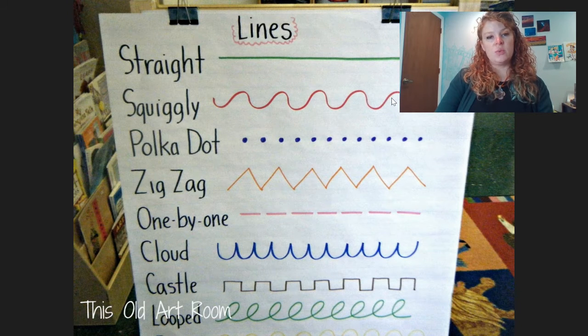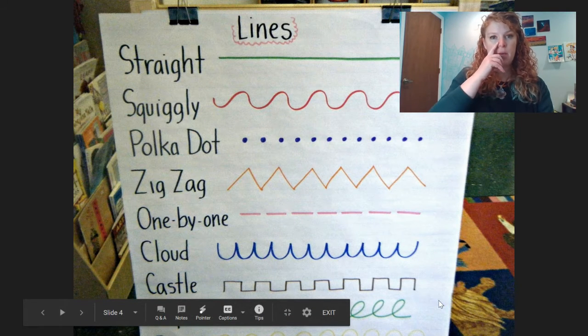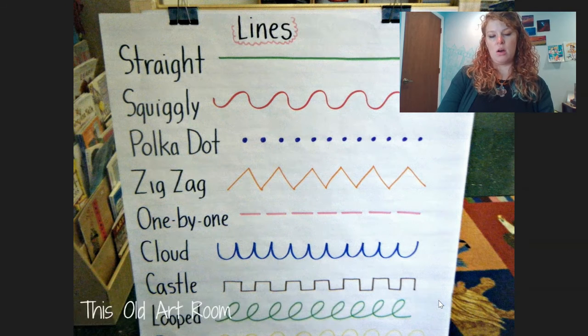When we draw lines, we also sort of feel things, right? And we can have a lot of different types of lines. We can have straight lines. We can have squiggly lines. We can have polka dot lines. We can have zigzags. We can have one by one. We could have cloud shapes. We could have castle shapes. We could have swirlies. Looped. Okay. So many different types of lines. And they all kind of have a different emotion to them.